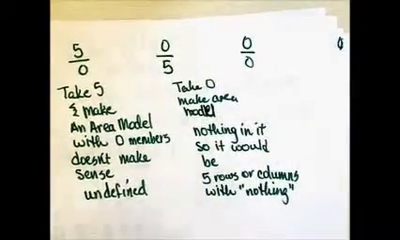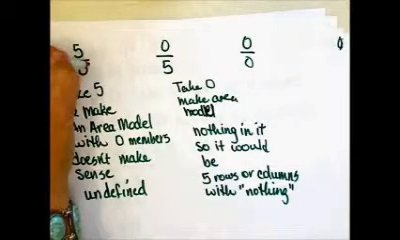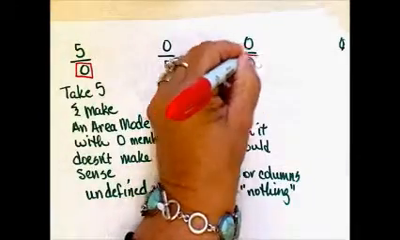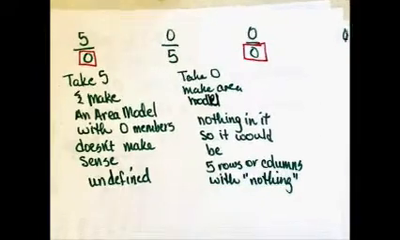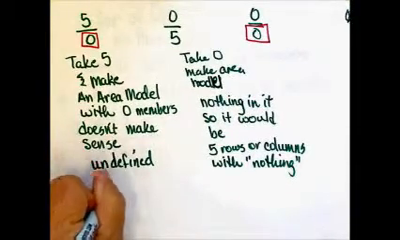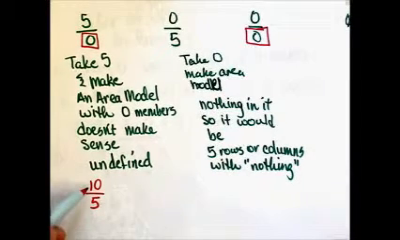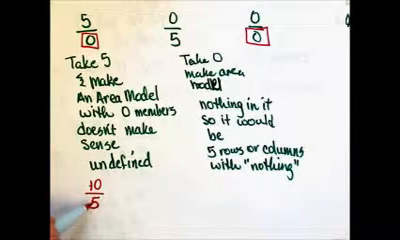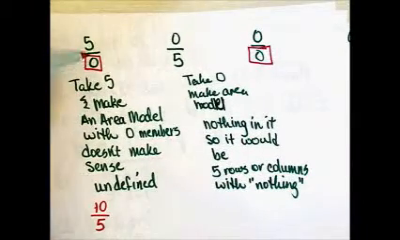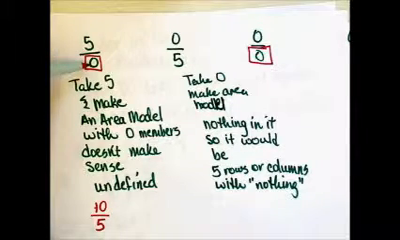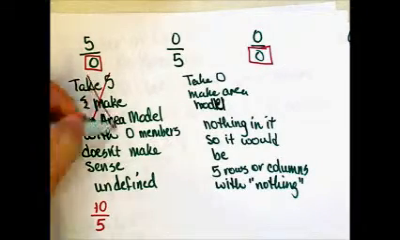Okay? So think of it this way. When I write them as fractions, anytime I have division by 0, or 0 in the denominator, I can't do it. And think about what it means to look at, for example, 10 divided by 5. It says take 10 and divide it into groups of 5, or take 10 and divide it in 5 things. So this would say take 5 and divide it, or make an area model with 0 members. That doesn't make sense. So this one doesn't work.